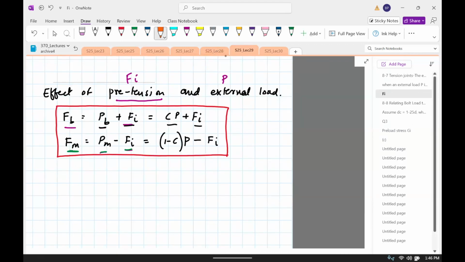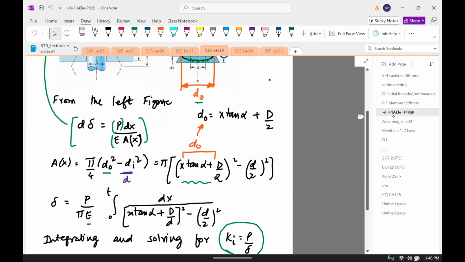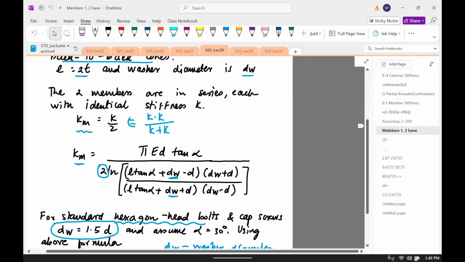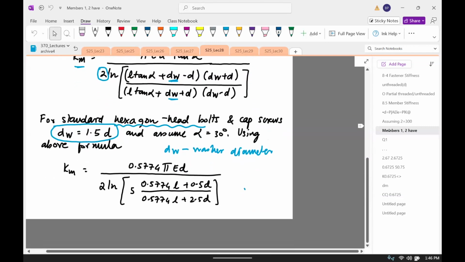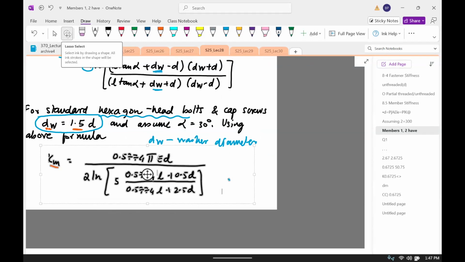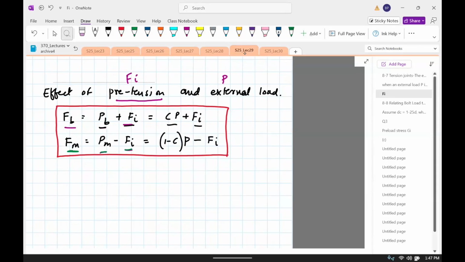Okay, so we need to go back to the stiffness calculations. So the member stiffness, the cone method. We're going to assume that dW is 1.5 times d, just to simplify the calculation. And then the Km is half using the, since there are two members of the same stiffness, we can just bypass this and just use this formula. So I'm going to take this formula from lecture 28 and then put it here.